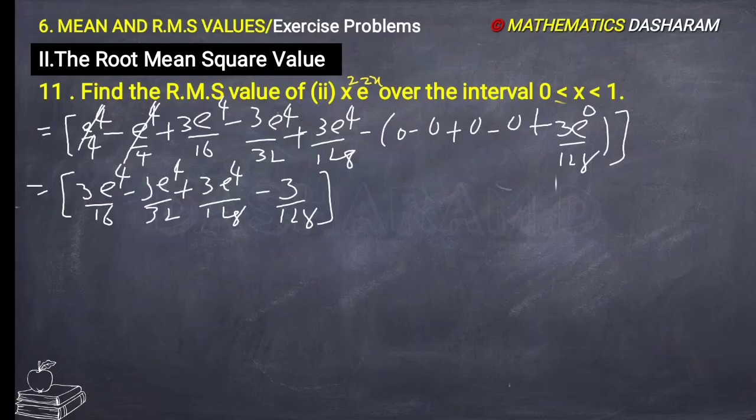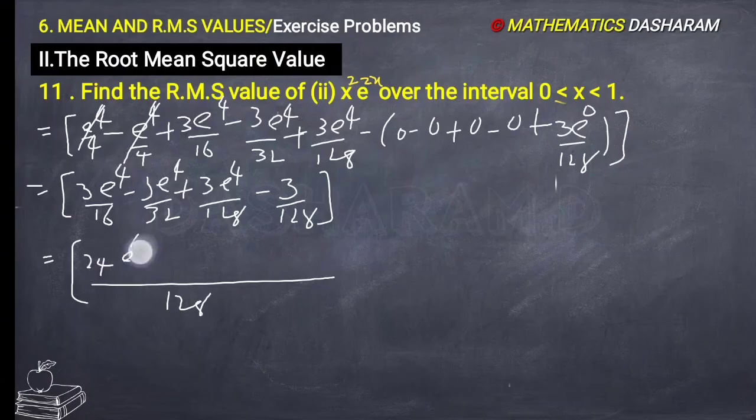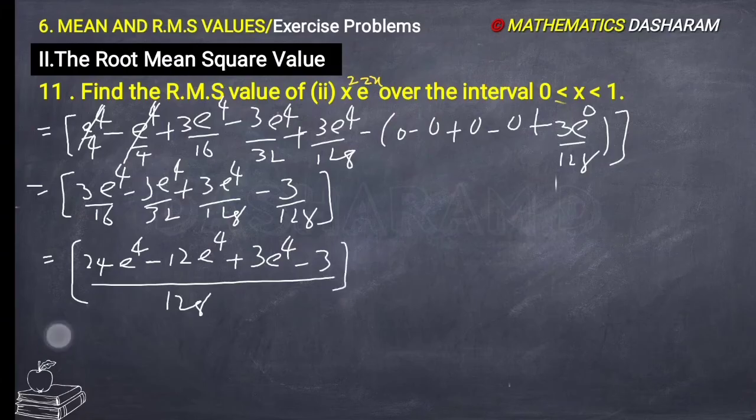Let's take the LCM. 128 is the LCM. 128 in the 16 table: 16 8s are 128, 8 3s are 24, e to the power of 4. Next, 128 in the 32 table: 4 3s are 12, into e to the power of 4. Here 3 into e to the power of 4 minus 3. So now 24 plus 3 is 27. 27 minus 12 is 15 e to the power of 4 minus 3, divided by 128.